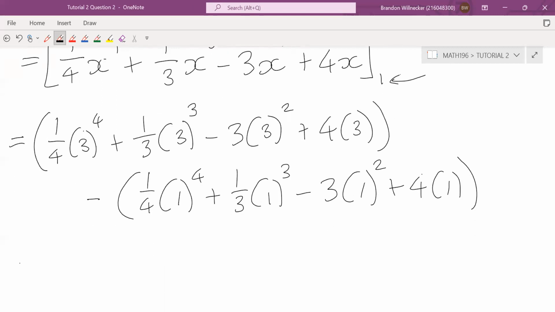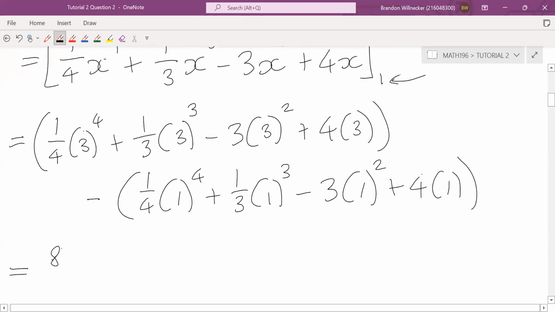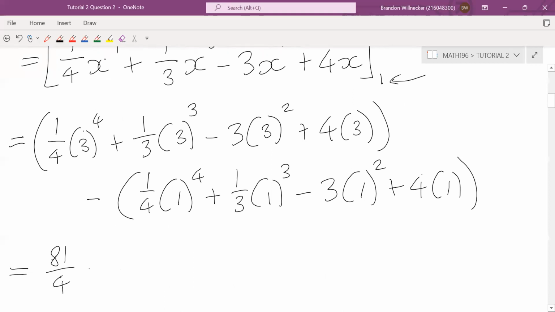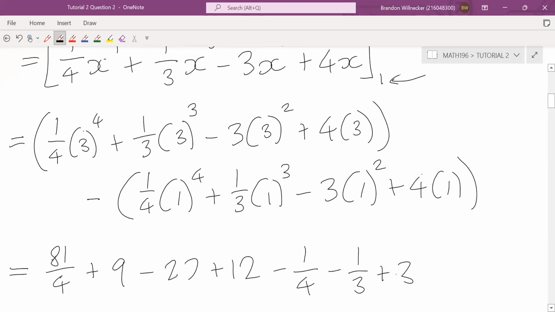Now we can simplify all of these terms. So the first one, we're going to get 81 over 4 plus 9 minus 27 plus 12. So that's for the first bracket. Then for the second bracket, we're going to have minus 1/4 minus 1/3, and then minus 1/4 minus 1/3 plus 3, and then minus 4.